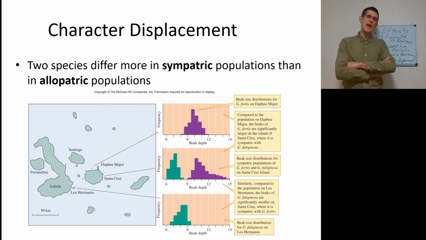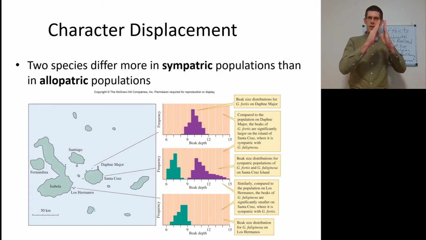Now you see this overlap. And that overlap implies that these have an overlapping niche. Well, when they're together on Santa Cruz, what you see there is that beak sizes go away from each other. So you can imagine the seeds here are being eaten where Geospiza fortis will eat the bigger seeds and Geospiza fuliginosa will eat the smaller seeds.